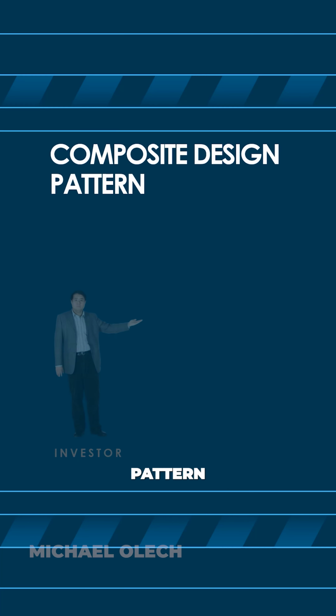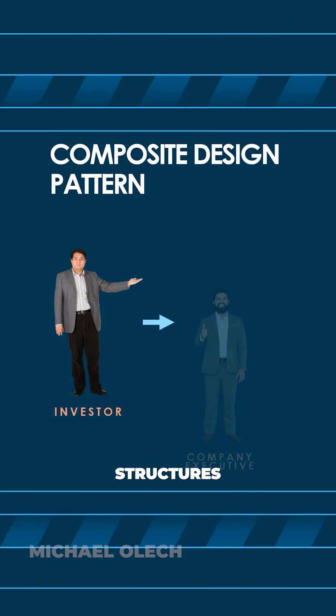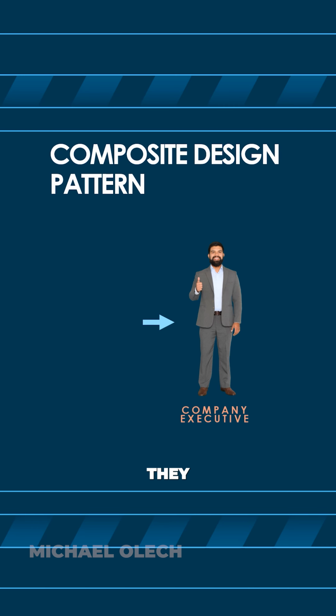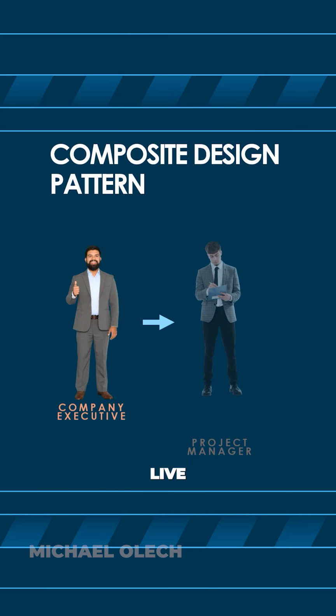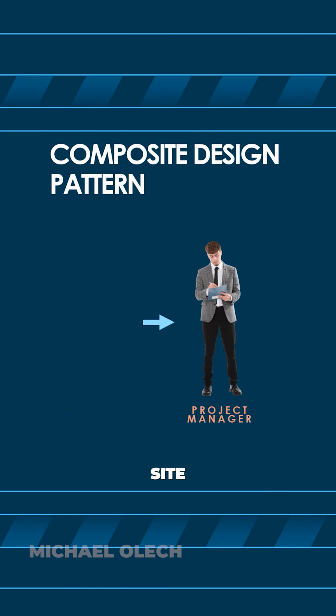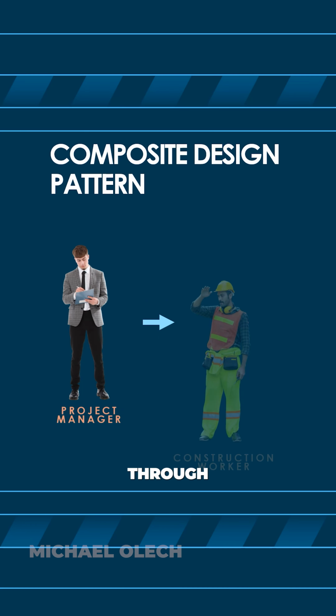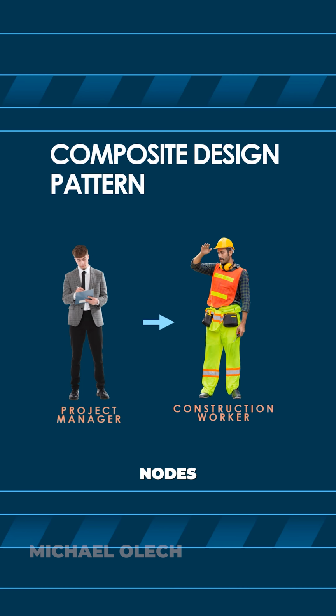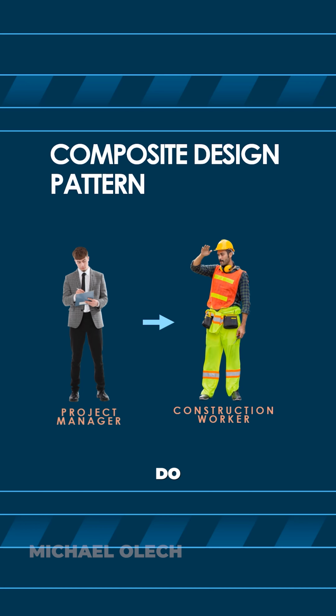Composite is a structural design pattern that lets you compose objects into tree structures and then work with these structures as if they were individual objects. In our live example, the structure is like a construction site where commands are passed down from the top clients through vice presidents to managers, so-called nodes, down to the construction workers that will actually do the job.